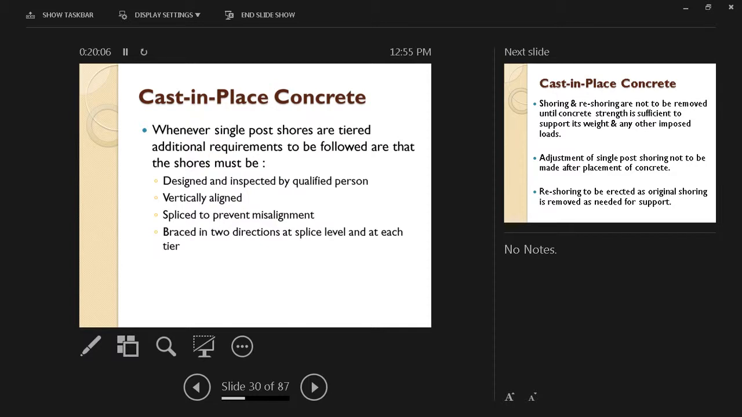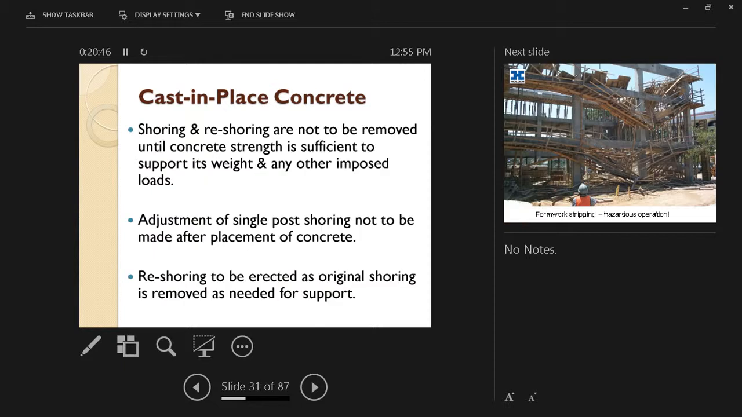Also with cast-in-place concrete, whenever single post shores are tiered, which means if you have, for example, a floor height of 12 feet and you have only 8 foot long shores that are going to be spliced, additional requirements must be followed. The shores must be designed and inspected by a qualified person, vertically and properly aligned, spliced to prevent misalignment, and braced in two directions at splice levels and in each tier. So all of these are precautions so that they do not collapse or deform.